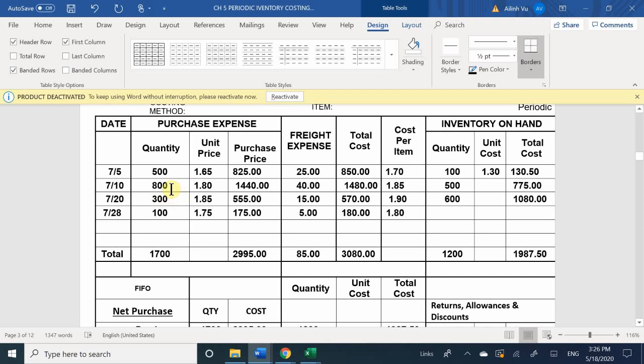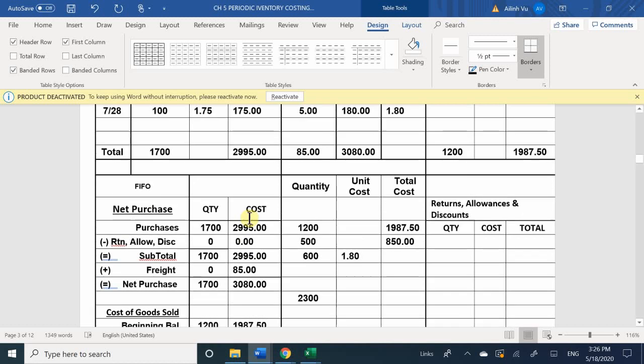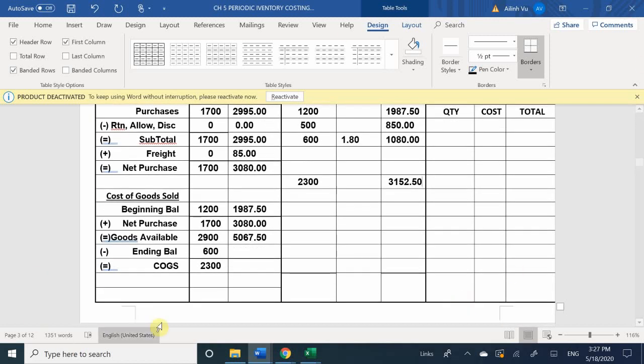There's about 800 there, but we only need 600. So 600 times $1.80 is 1,080. This gives us a grand total of 2,300 items. And $3,152.50 is going to be the total cost of the goods that we sold.